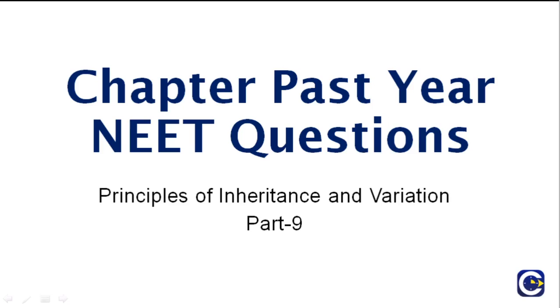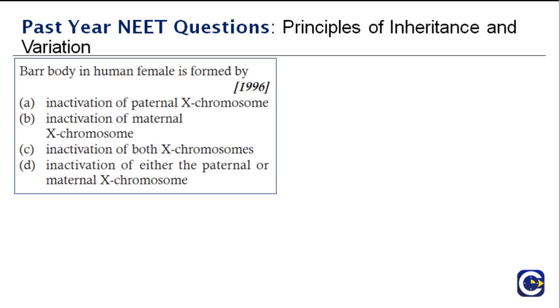Hello everyone. This video is part 9 for the past year NEET questions on the chapter Principles of Inheritance and Variation. So let's start. The first question that was asked in the year 1996. Barr body in human female is produced or is formed by what? Is it formed by inactivation of paternal X chromosome, inactivation of maternal X chromosome, inactivation of both the X chromosome, inactivation of either the paternal or the maternal X chromosome?